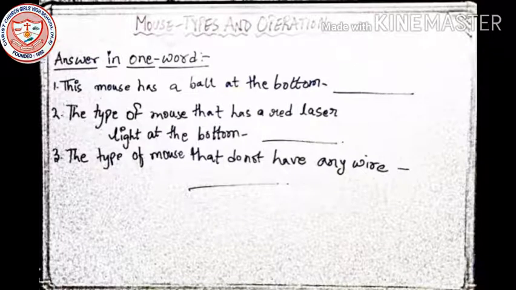Let's do one word. Answer in one word. This mouse has a ball at the bottom. That is ball mouse.